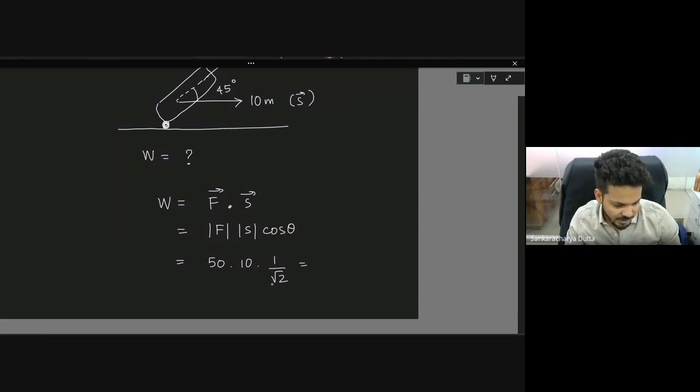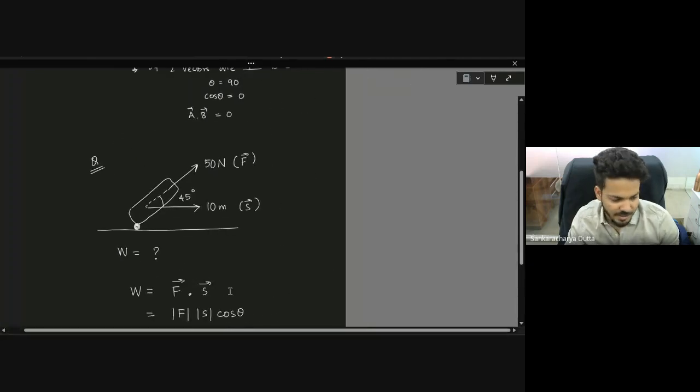So this essentially is 250 root 2. Rationalizing is something the student has done. He multiplied root 2 in the denominator and the numerator. You can also say 500 by root 2, which means the same thing. Yes, anybody has any doubt in this?